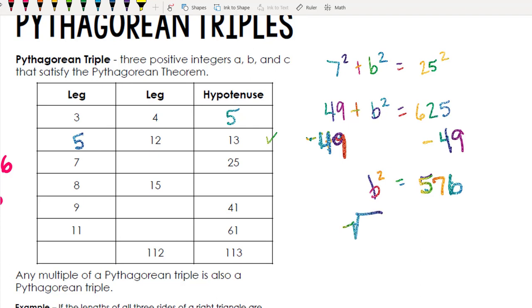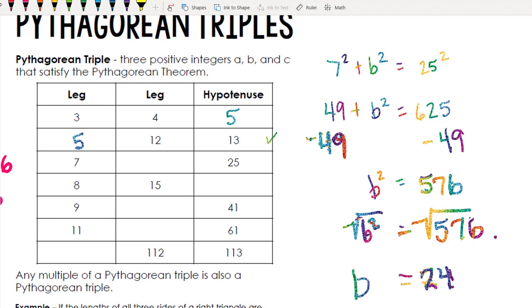Then I square root both sides to keep it balanced. And the square root of 576 is 24. And the square root of b squared, remember these two operations undo each other, so this is leaving us with a single b. So the side length here is 24.